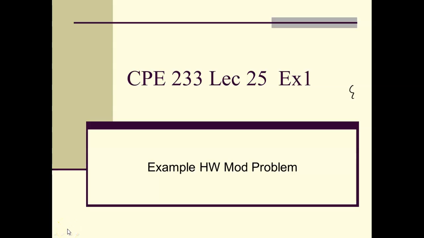This is CPE 233 Lecture 25, where we have an example. This is a classic hardware modification problem, where we want to modify the RISC-V hardware to do something different. I like these problems because the only way you can do them is if you understand the RISC-V architecture and the instruction set. So let's take a look at this problem.